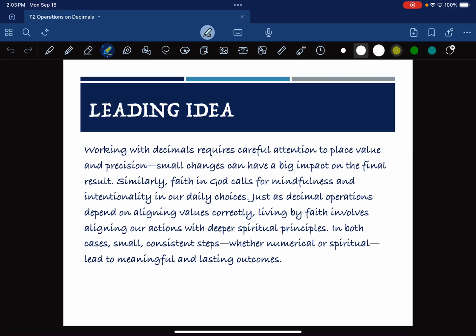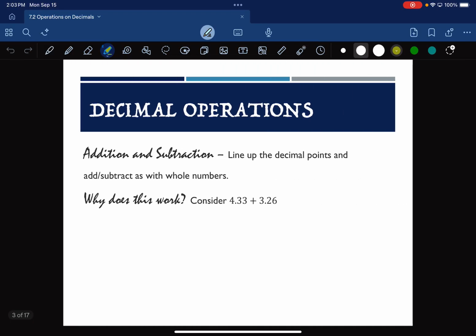All right, so we are going to start with addition and subtraction. What we're going to be doing, which you've seen before, of course, is lining up the decimal points and subtracting as with whole numbers. Sometimes people say to subtract as normal, meaning like you did when you didn't have decimals. I understand that, but what we're really saying is we're doing it the way that we did it with whole numbers. So we're going to consider doing this with the decimals 4 and 33 hundredths plus 3 and 26 hundredths. And then we're going to talk about why this works.